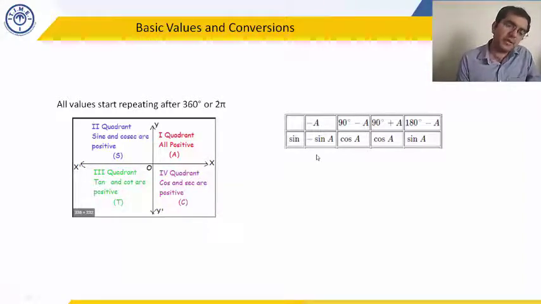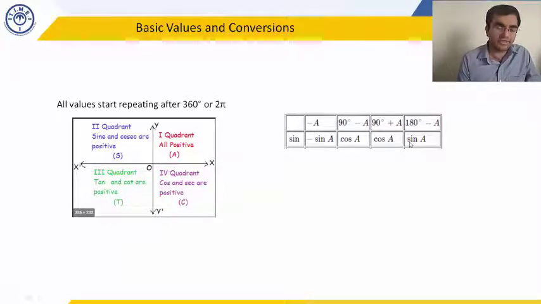So what am I doing exactly? I go into the quadrant represented by the angle minus a or 180 minus a, and I check over there is sine positive or negative, and I put the sign, the positive or negative sign.